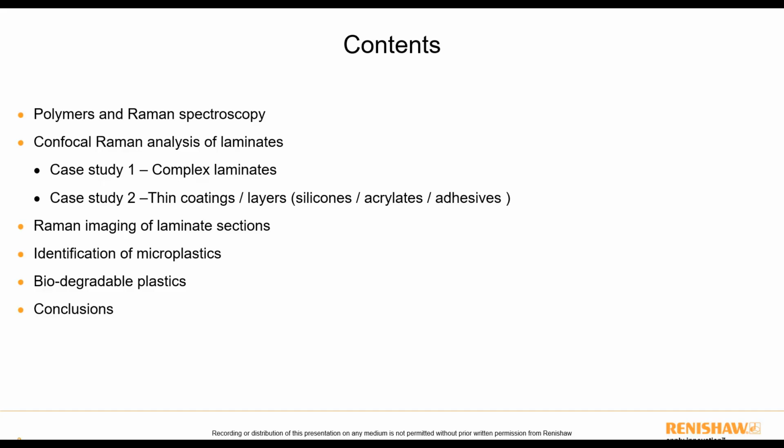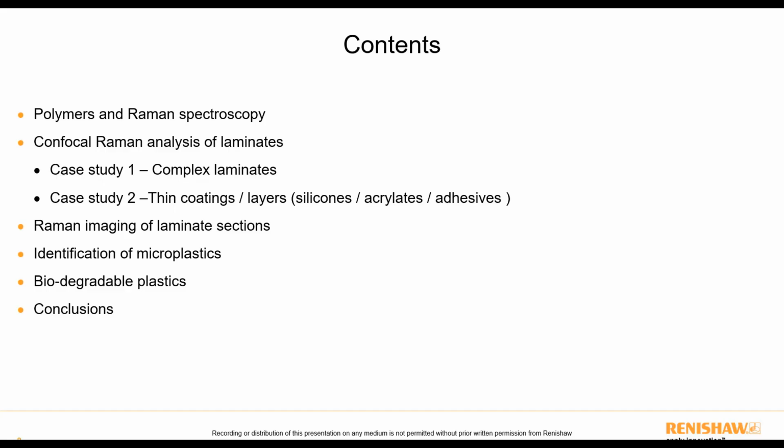And also where we have very thin coatings, often at the surface of things like adhesives and silicones, and how we can optimize our configuration to get information from these things as well. And then I'll look at Raman imaging of sections. So instead of looking at depth into the material, we'll take a section and then we'll perform conventional Raman imaging to understand what's present. And there are some benefits in performing work in this type of way as well. So I'll explain what those are.